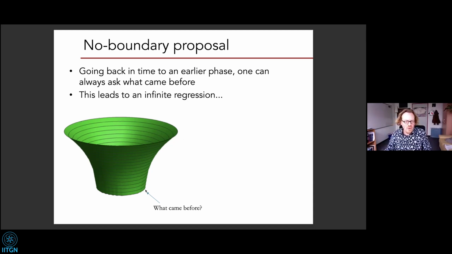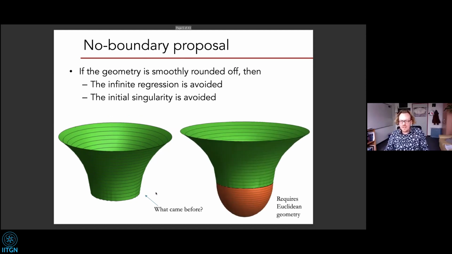And no matter how far back you go, to this early surface to which you extrapolate back, you will have to specify some boundary conditions there. And you can always ask what happened before that. And so you get a kind of infinite regression. Every time you discover an earlier phase of cosmology, you will again ask what happened before. And the no boundary proposal is a way of stopping this infinite regression.